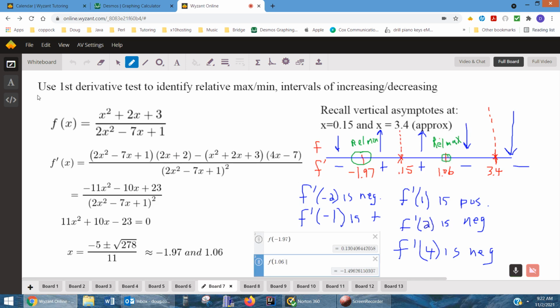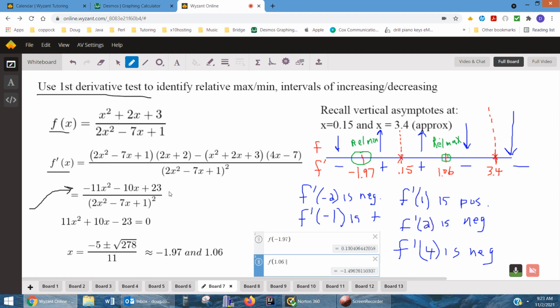Now, we're getting into some calculus. Use the first derivative test to identify relative max and mins, intervals of increasing, decreasing. So here's the original function. Here's f prime using the quotient rule, the denominator times the derivative of the numerator minus the numerator times the derivative of the denominator, all over the denominator squared. If you multiply these polynomials together, combine similar terms, this is what you get. That's f prime.